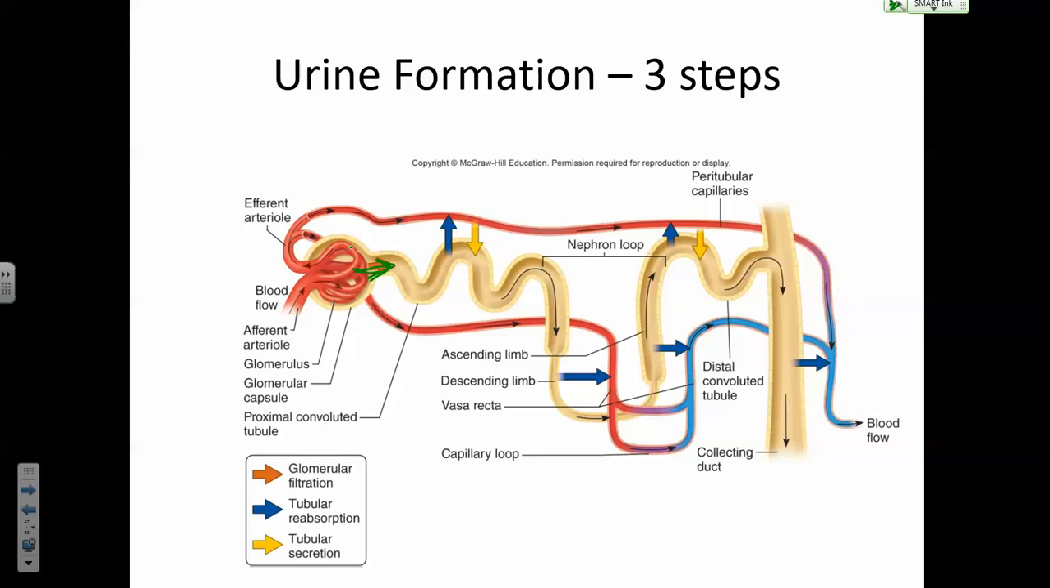Good. Okay. The blue arrow, what process is that? From the filtrate back into the blood. Reabsorption. And then the yellow arrow is secretion. Right. Okay. And so do you see how reabsorption and secretion are occurring at both the proximal and the distal convoluted tubules? Okay. All right.